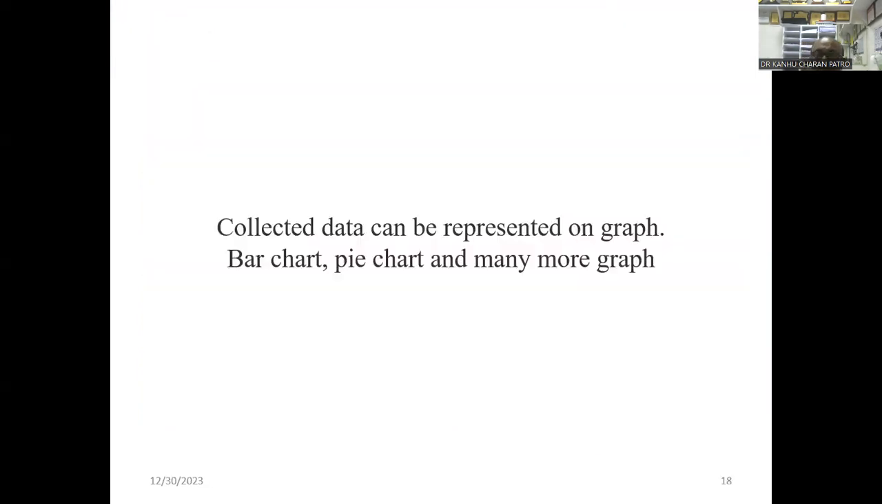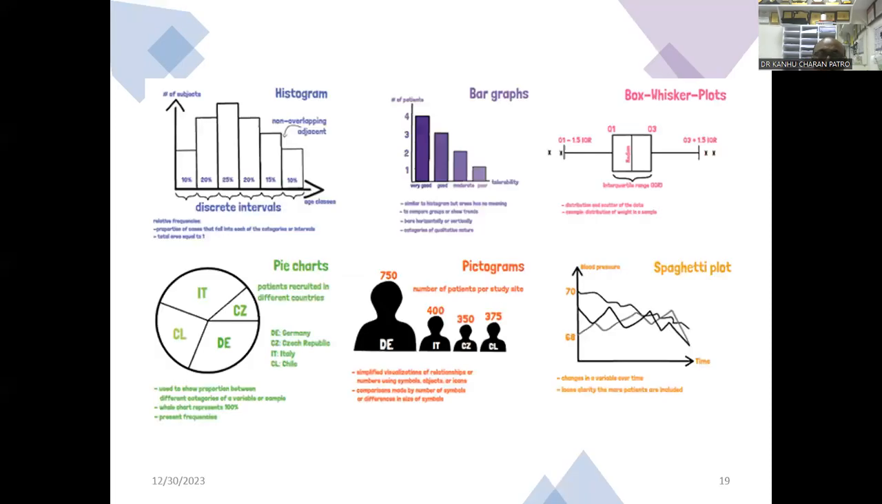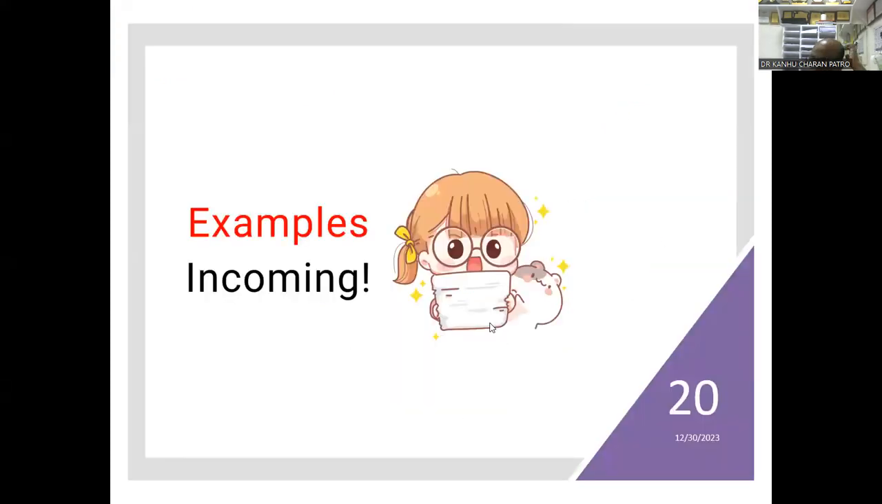Whatever data you collect can be presented on a graph, like a bar chart, pie chart, and many more graphs like histogram, cumulative, differential, bar graphs, box and whisker plots, pie charts, pictograms, spaghetti plot. These are the various data representations. So let's see some examples. I will tell you very simple examples.